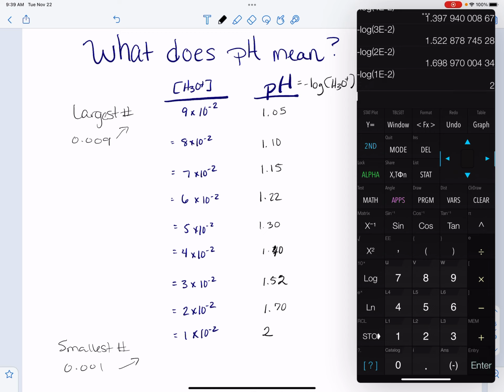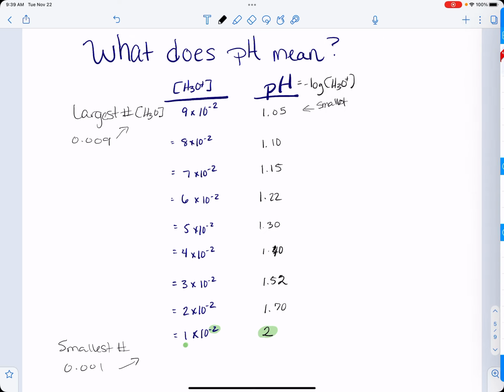So the first thing I want you to note is that if you have a 1 in the front, the positive form of the exponent is the pH. Now that would be kind of an unusual situation in real life to have exactly a concentration of 1 or 1.0, but that's how that works right there. And notice that even though this is the largest concentration, this is actually the smallest pH number. And this is the largest pH number.